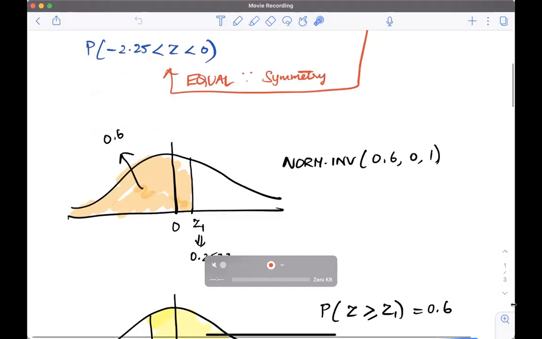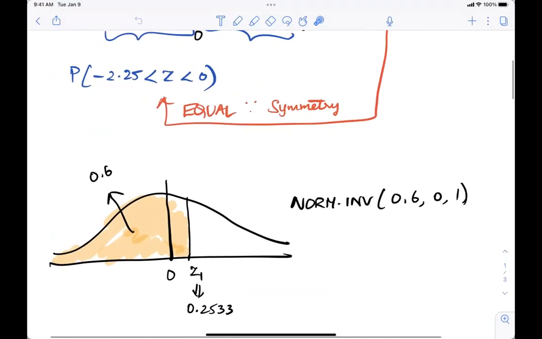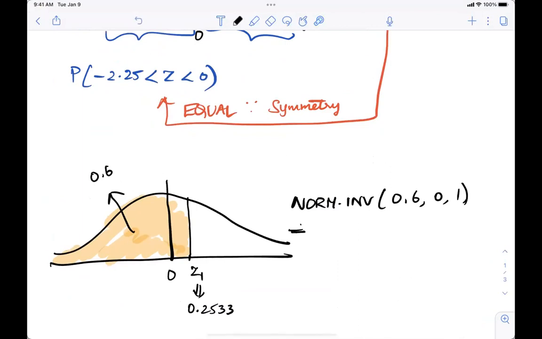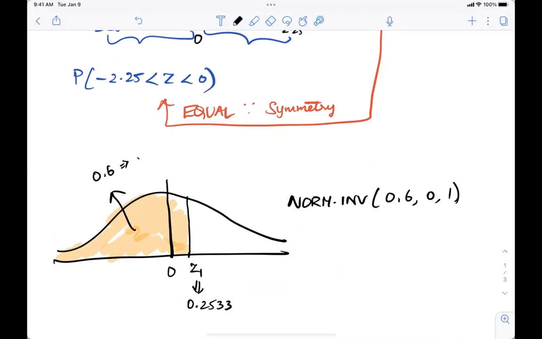Now, this particular chart, the label that you're seeing here, the orange shaded region, this is where P of Z being lesser than or equal to Z1 is 0.6, right? And this is exactly what we found out, and the answer is 0.2533. In Excel, you would have used the NORM.INV command. In R, we use the qnorm command. qnorm 0.6, 0, and 1.